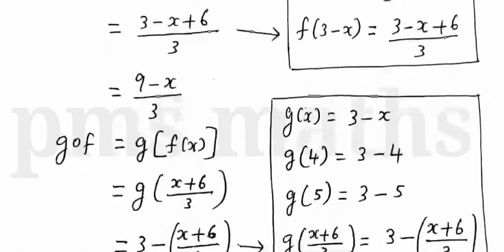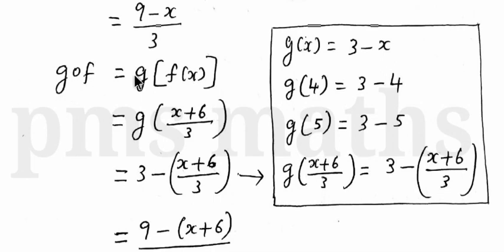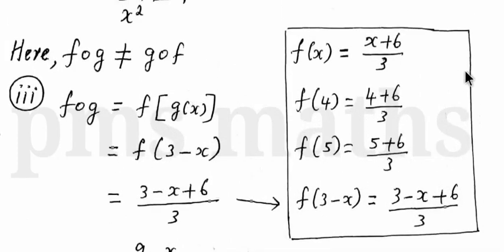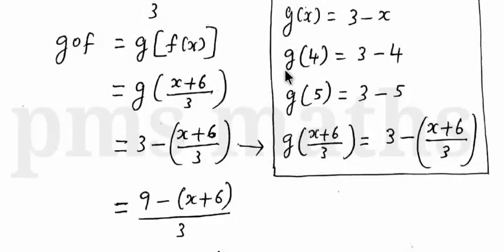Then find out g of f. g of f is nothing but g of, bracket, then write this f. f is nothing but f of x. Then substitute the value of f of x. What's the value of f of x? f of x is nothing but x plus 6 by 3. That value can be substituted here instead of f of x.